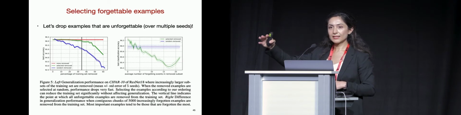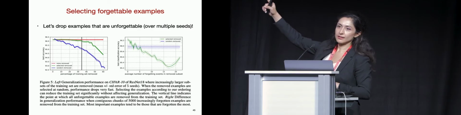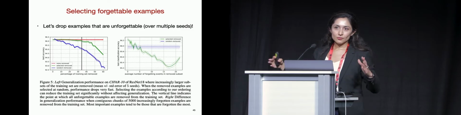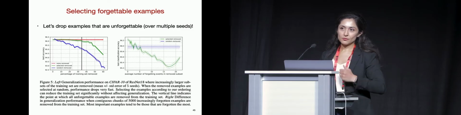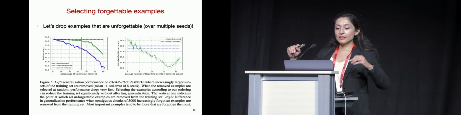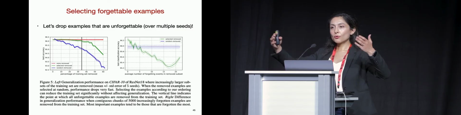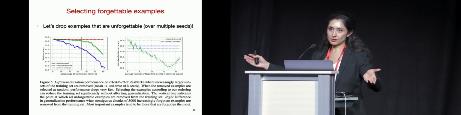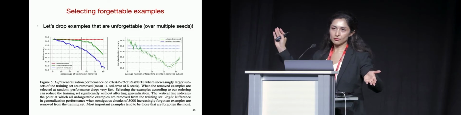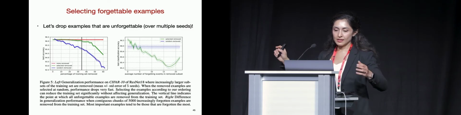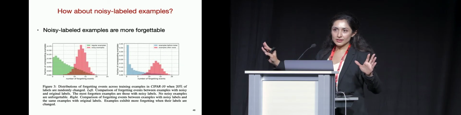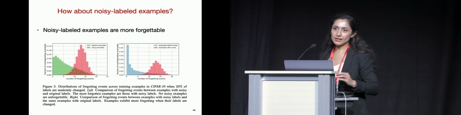Blue is training on random subsets. Size is on the x-axis. From big to small, we discard examples randomly. That is the blue line performance. And if you keep the most forgettable examples and you discard the least forgettable examples, for example, the ones the network learns and never forgets during the training, you can almost discard 30% of your data without losing the accuracy at all.